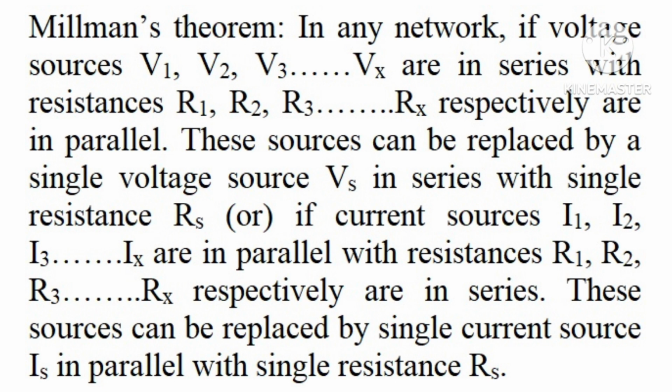single voltage source Vs in series with single resistance Rs, or if current sources I1, I2, I3 and so on Ix are in parallel with resistances R1, R2, R3 and so on Rx respectively are in series, these sources can be replaced by a single current source Is in parallel with single resistance Rs.